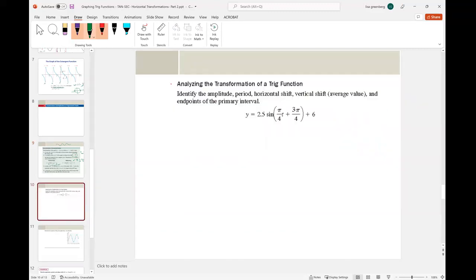So, okay, here we go. We're not going to do this part. Don't worry about this. Don't worry about the primary interval. So here what we're going to do is we want to identify the amplitude, period, horizontal shift, and vertical shift. Okay, so what's my amplitude?